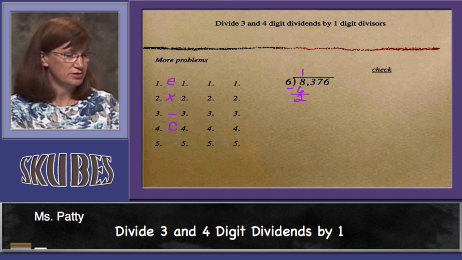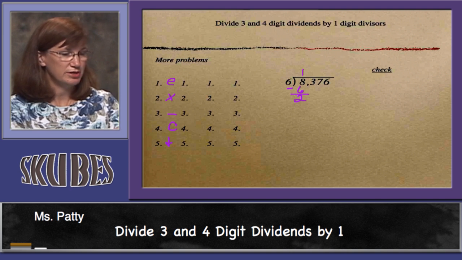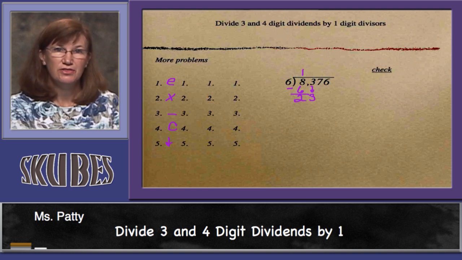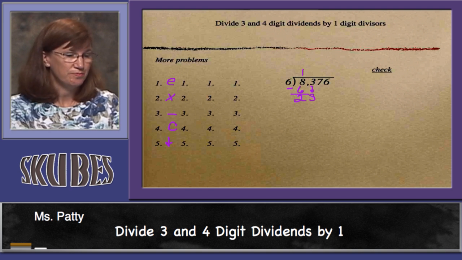2 is smaller than 6, so we can go on and bring down the next number. Again, make sure you're writing your numbers in your quotient directly above the number that you've just brought down.